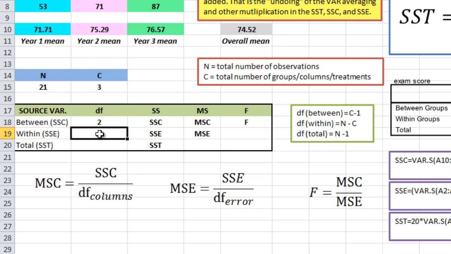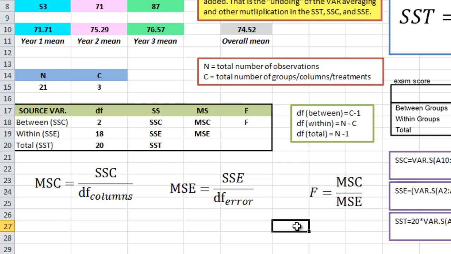Now we need degrees of freedom for within. So that is N minus C. And you can see that little box on the right to help you sort of cheat a little. So equals N, which is that cell, minus C, which is that cell. And that gives us 18 degrees of freedom. Now our total degrees of freedom is N minus 1. So this is going to be equals N, that cell, minus 1. And that is 20. So that's very, very easy.